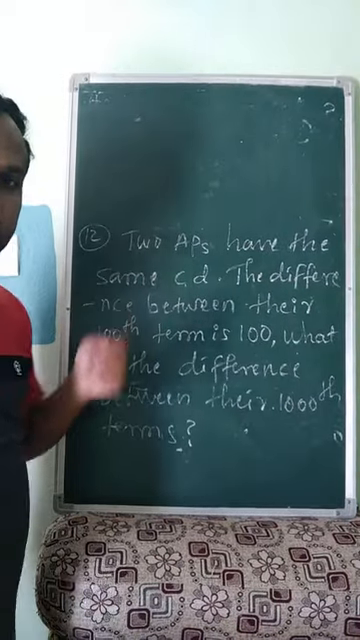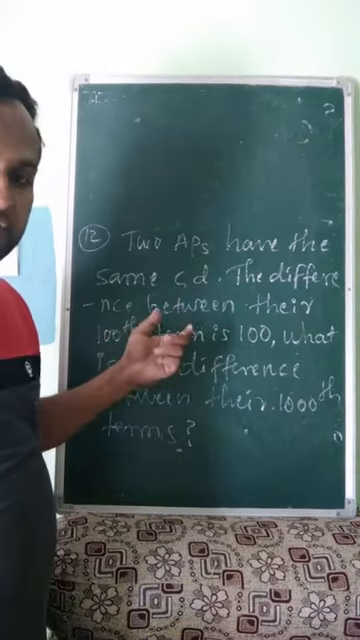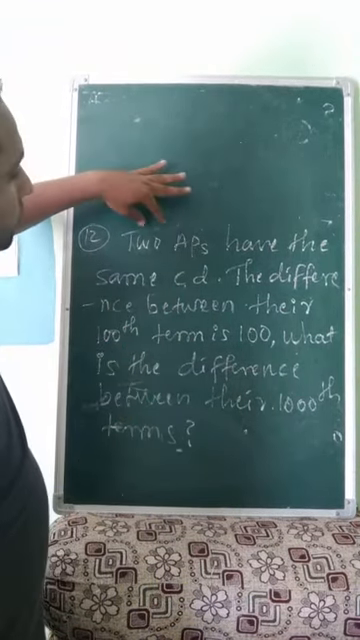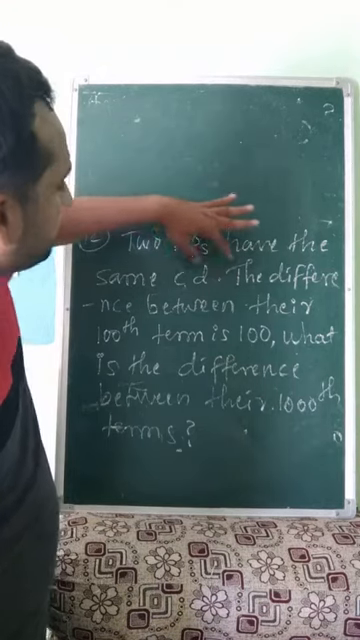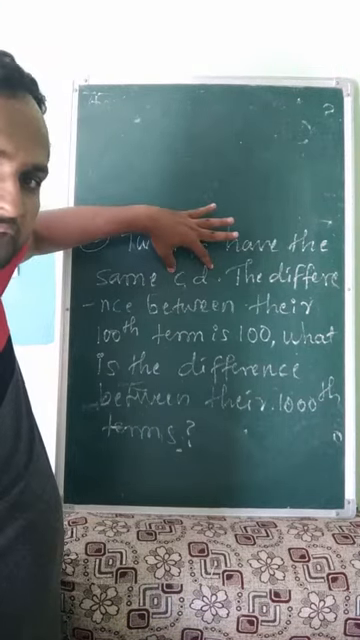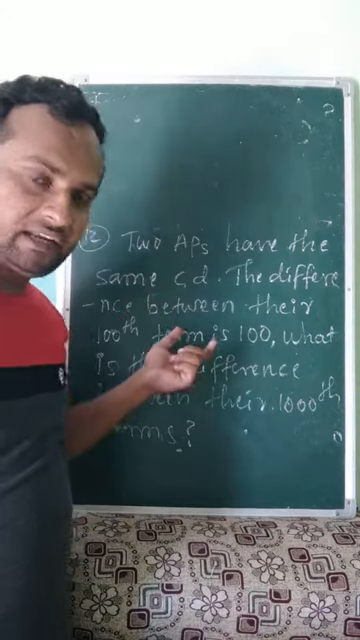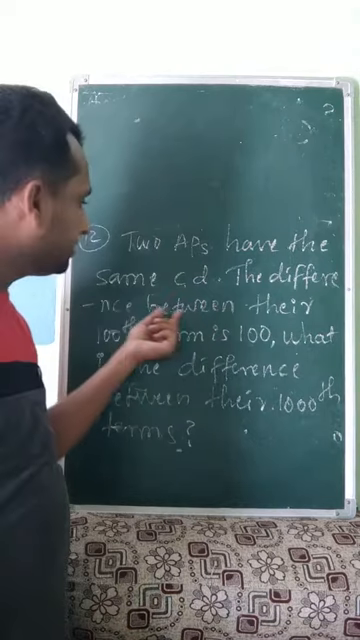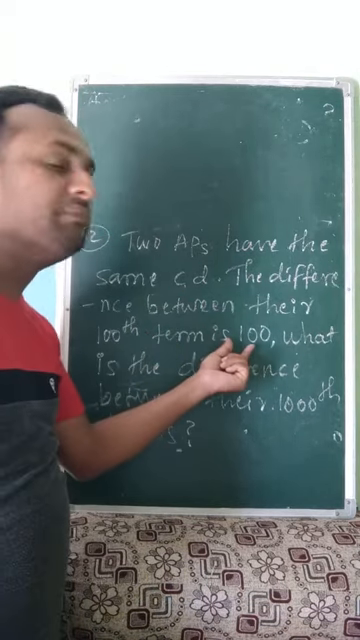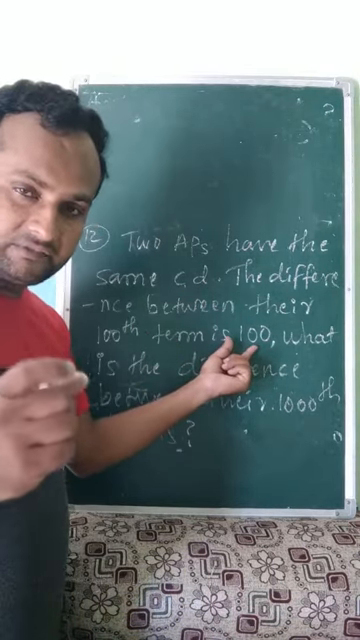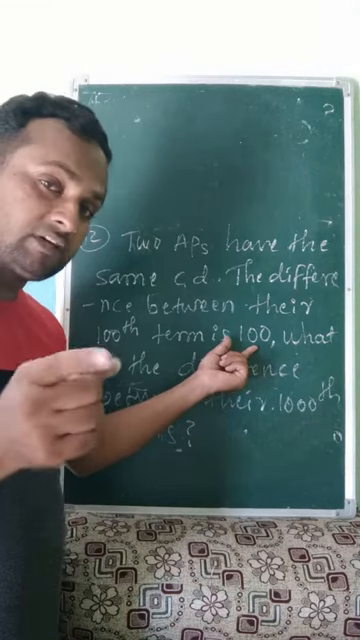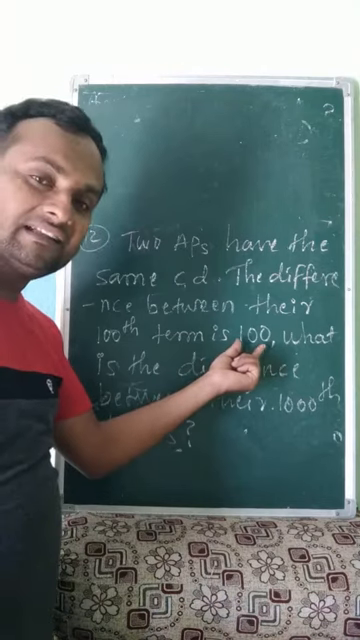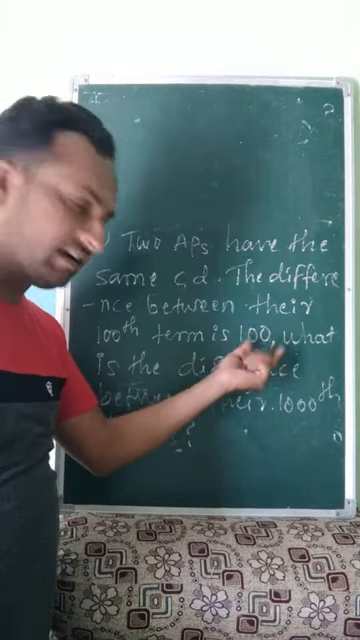Yes. See the 12th example. First we will try to understand the question. See what they have given. Two APs have the same common difference. Now two APs are there having the same common difference. The difference between their 100th terms is 100. The difference between the 100th terms of the two APs is how much? 100.